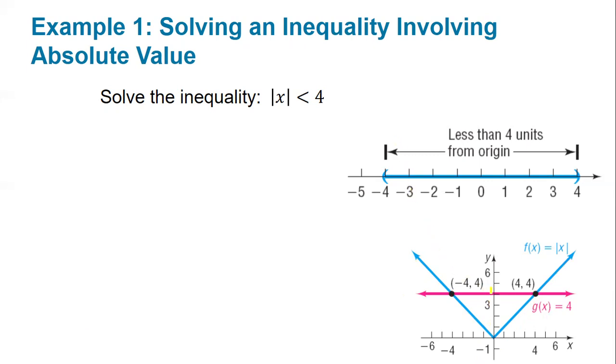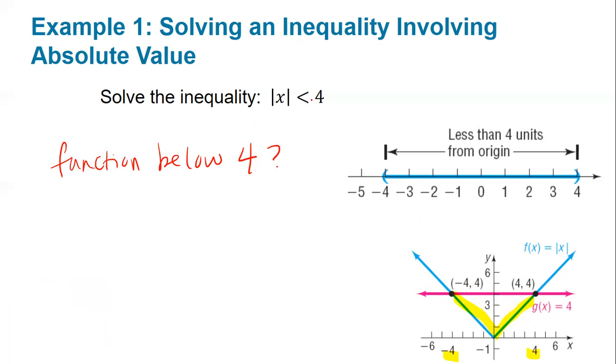Okay, so when you're graphing it, it says, when is the absolute value less than 4? So you're asking yourself, when is the graph, the function, below 4? Well, the function is below 4 from here to here. Do we see that? And where does that fall between? -4 and 4. So that's why our answer is from -4 to 4.